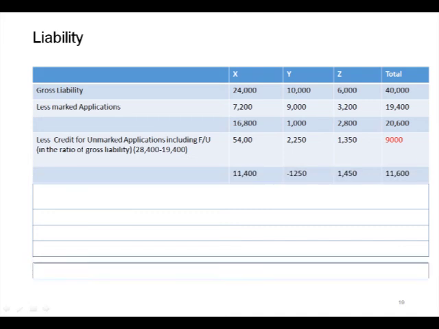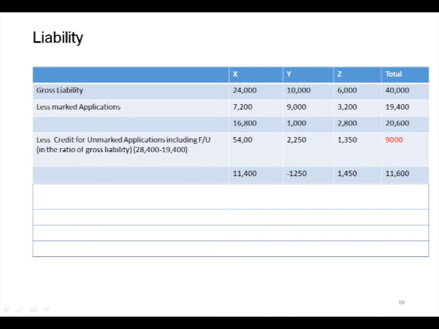So remaining liability becomes 11,400 in case of X, and Y this is negative, there is no liability, other this is negative liability minus 1,250, and in case of Z this is 1,450, and total is 11,600.